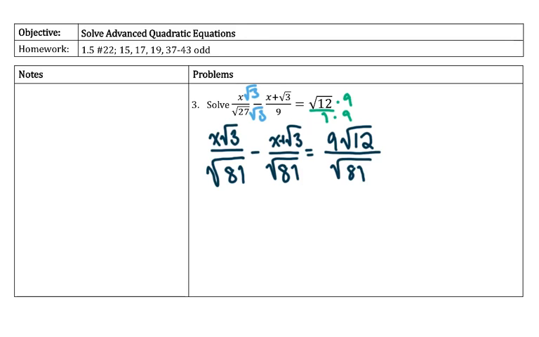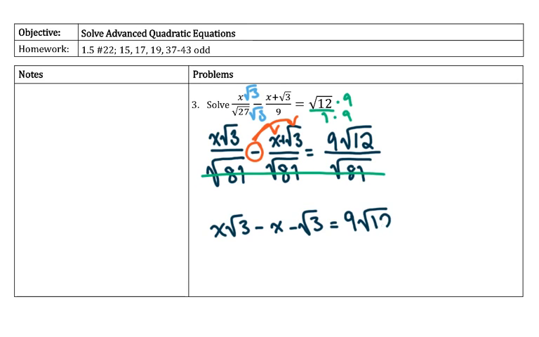So here we have a common denominator of root 81. We're going to cancel them all out here. Since it's the common denominator, make sure that we've got our subtraction sign going to both parts of that fraction, and we end up with x root 3 minus x minus root 3 is equal to 9 root 12. Now what we want to do next is we have x terms, but we can't combine them because one has a root and one doesn't.